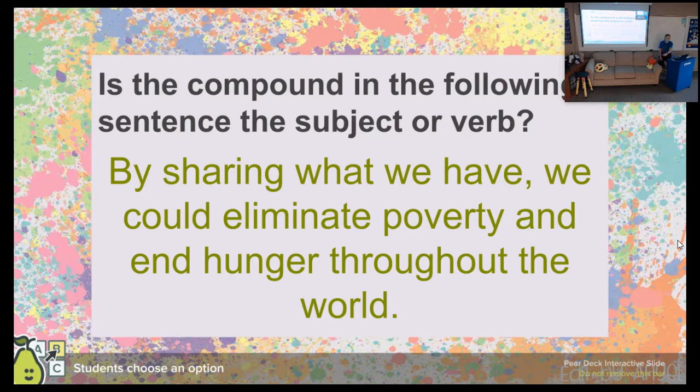So where is our compound? The verb. Okay? Our compound is in the verb. So do you see how important it is to really pick apart each piece of the sentence? If you can cross out those prepositional phrases, that's really going to narrow down where your subject and your verb can be.